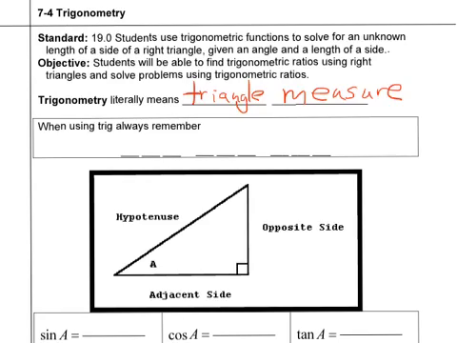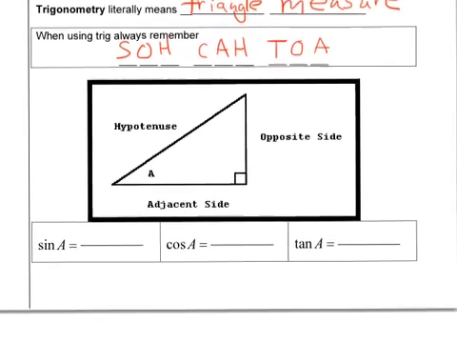SOHCAHTOA. Okay, if you can remember that, SOHCAHTOA, which you will use for the rest of your math career, whether this is the last class you take in math, or if you keep going on and on in math, you're going to use that saying all the time. Obviously I'm a math teacher, so I use it all the time, but I remember using this all through high school and in college.